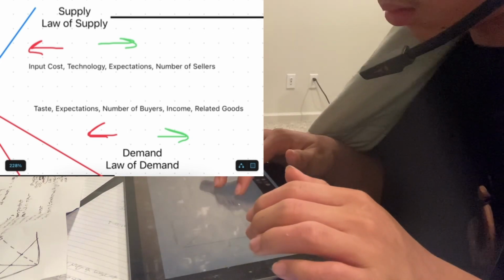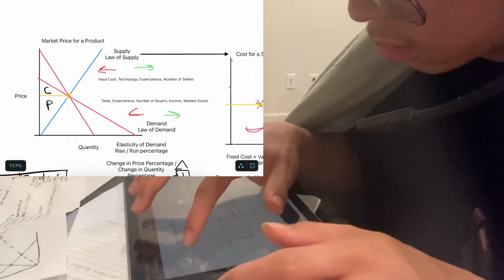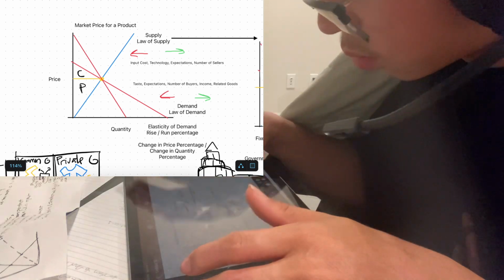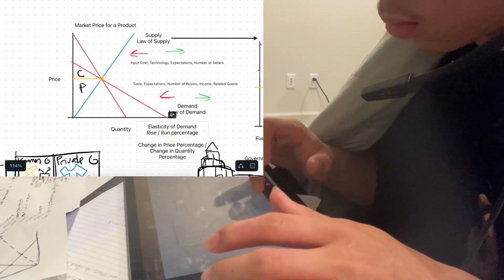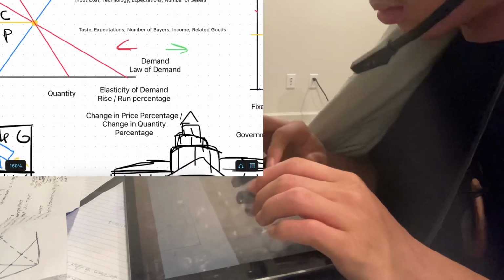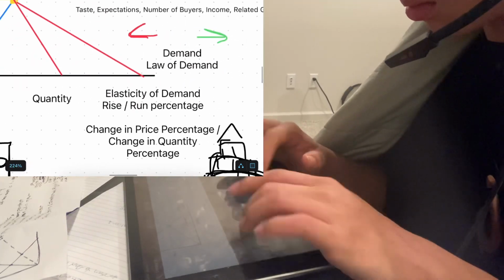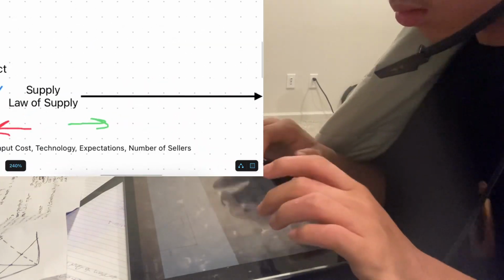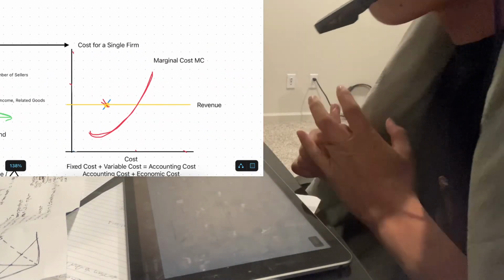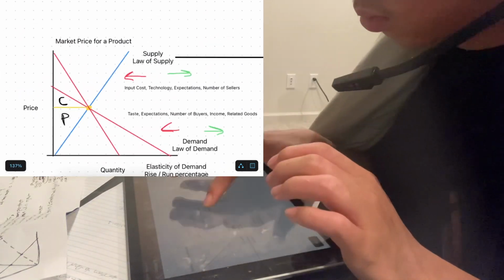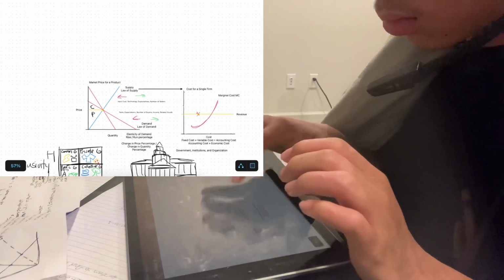The difference between curves is the elasticity of the curve, which is the rise over run in percentage. Or in other words, the change in percentage of the price over the change of percentage in quantity. Let's analyze the supply curve more closely. For a single firm to produce products, there's obviously a cost. The marginal cost is just the total cost divided by the total quantity produced.